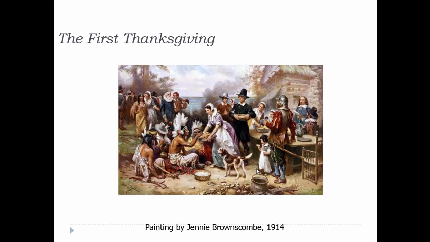The actual historical evidence that this happened is kind of sketchy. We don't know for certain if they all gathered together. We do know, however, that the information they learned from the Indians helped them significantly.